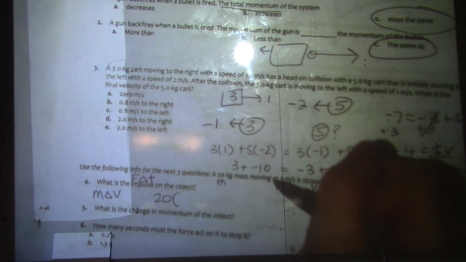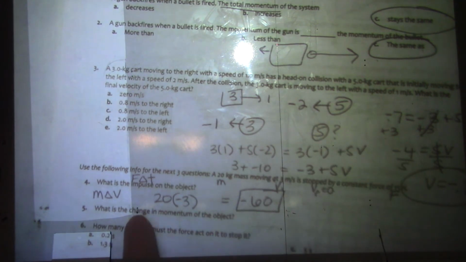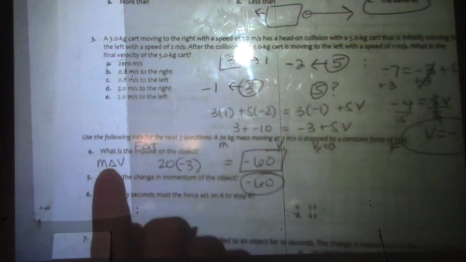Mass is 20. Change of velocity, if I was 3 and it went to 0, this just changed by negative 3. So that's an impulse of negative 60. And whatever I get here, this impulse is going to be the same as the change in momentum. Technically, I actually found the change in momentum, the M delta V. It's just also equal to the F delta T, the impulse.